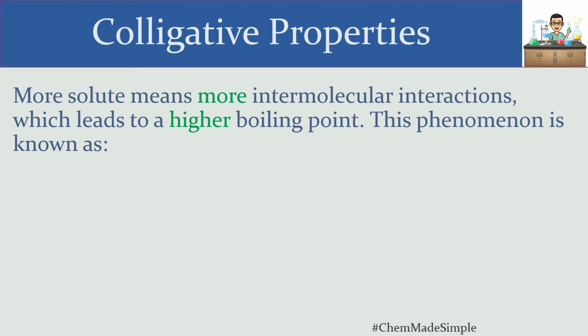More solute means more intermolecular interactions. And what that does is it makes the system more strongly bonded, and it also means that it's going to take a higher temperature to make my liquid molecules become a gas. So more intermolecular interactions are going to lead to a higher boiling point, and that phenomenon is known as boiling point elevation. The change in the boiling point that results from adding solute is given by this expression right here.